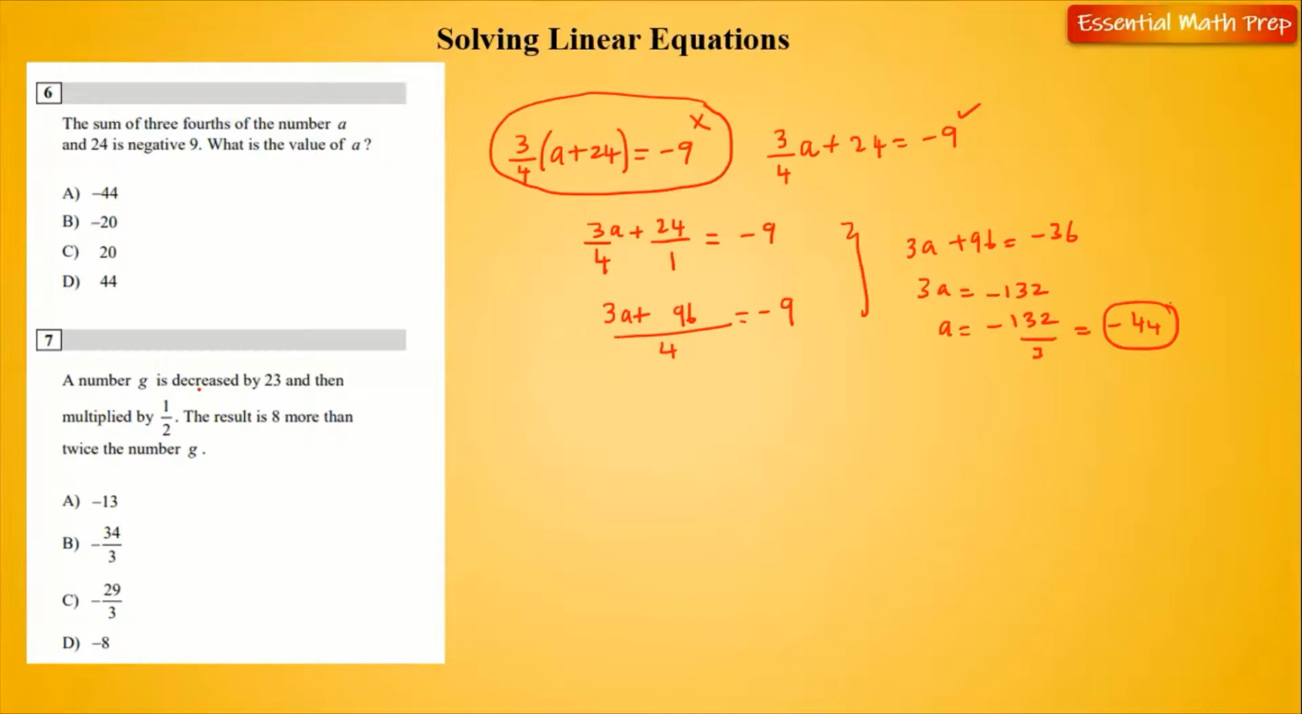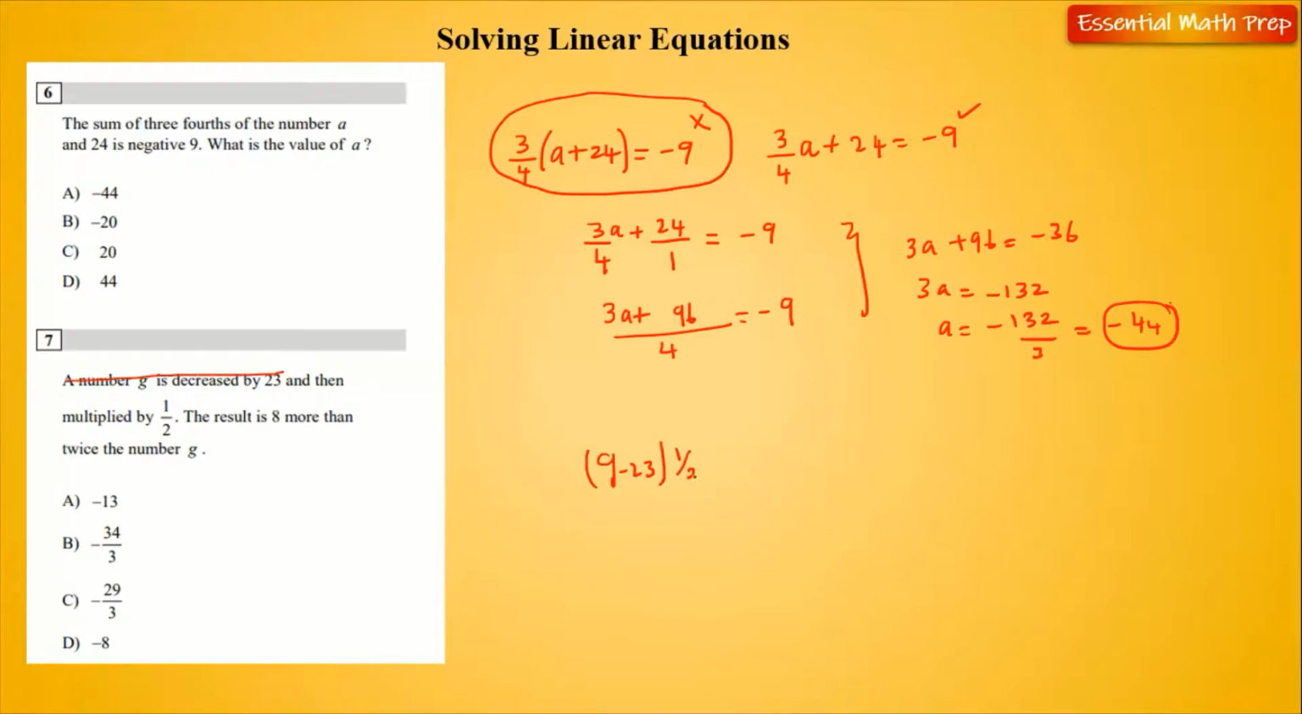The number g is decreased by 23 and then multiplied by half. The result is 8 more than twice the number g. So let's focus on this side because clearly there's a period. So this is where the first part of the expression ends. This is where the second part of the expression begins. So a number g is decreased by 23. Let's go ahead and just do that first. So you're done with this, right? And then multiplied by half.